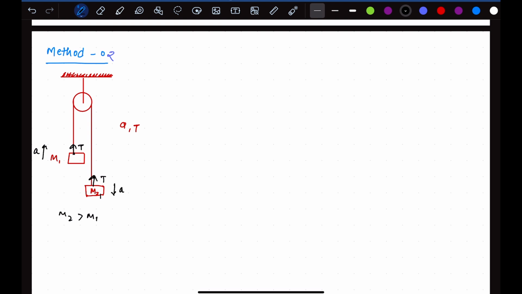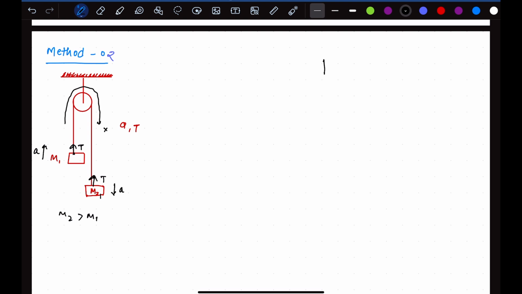So instead of taking it on the pulley, I will draw them horizontally. Why? Because I will take the direction of motion like this, and I will consider this as the x-axis. Of course, usually we don't do it like this, turning the axis like this, but here we are taking it like this so that we can solve it. This is a shortcut method.